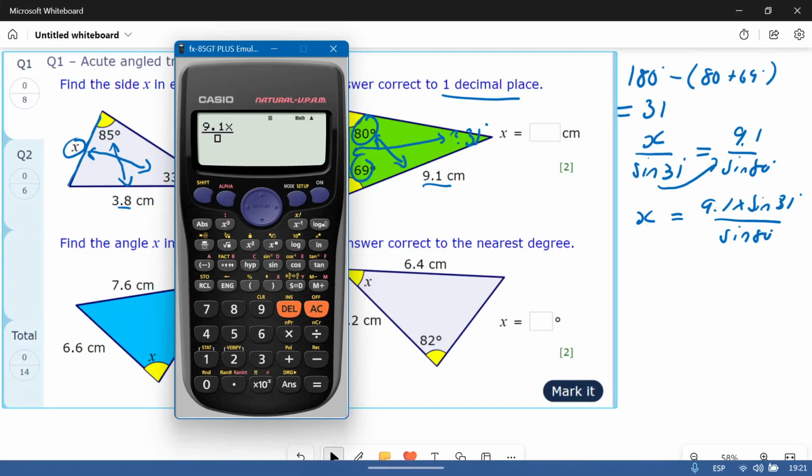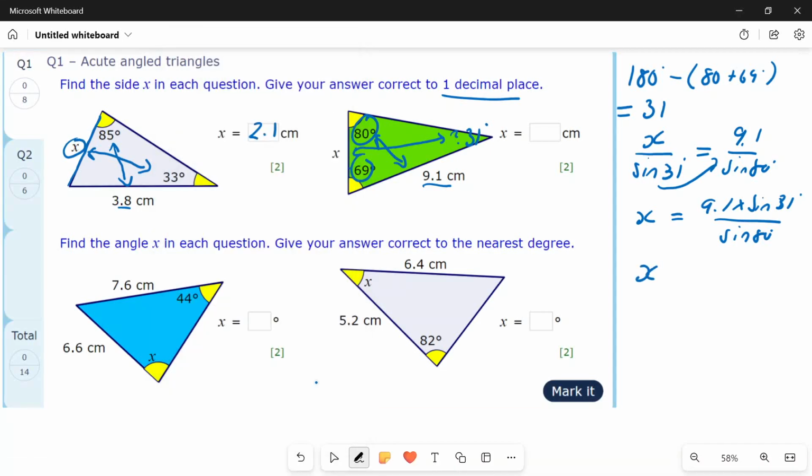9.1 sin 31 over sin 80. So that's 4.759. Rounded to one decimal place, 4.8.